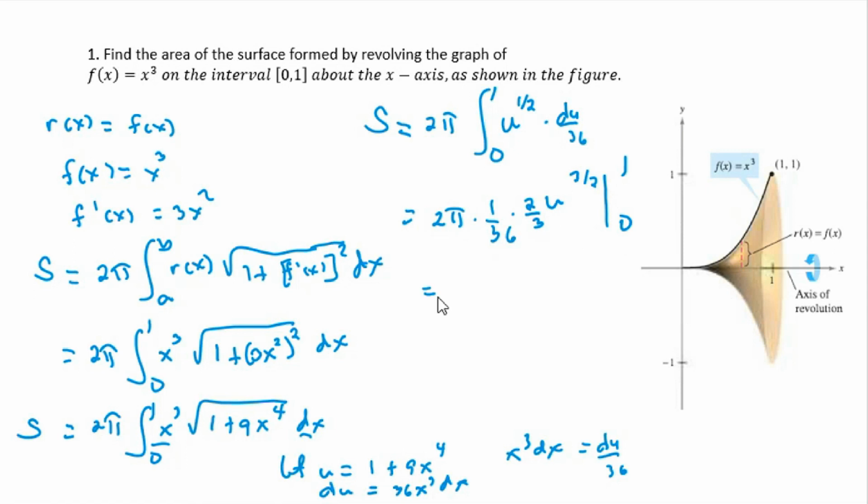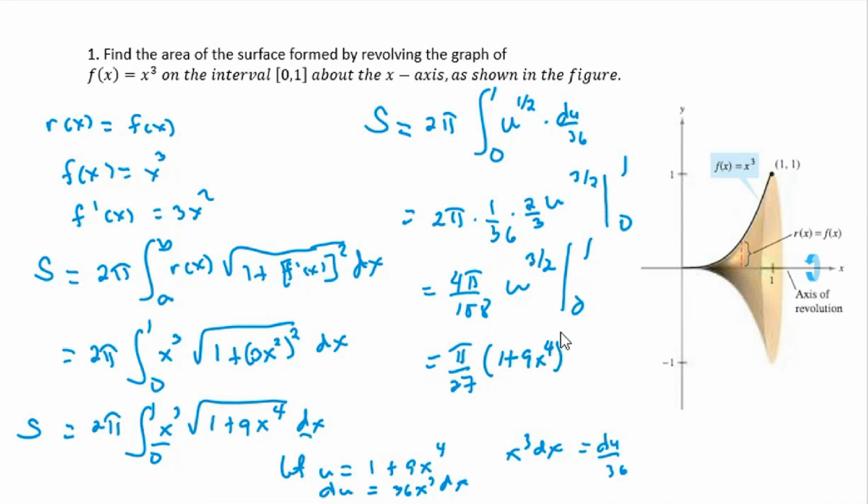Simplifying this further, I can write 4 pi over 108, which is the product of 36 times 3, and then we have u to the power of 3 halves evaluated from 0 to 1. Reducing the fraction 4 over 108 gives us pi over 27 times, writing now the meaning of u, which is 1 plus 9x to the power of 4.